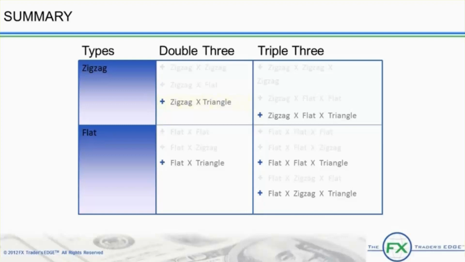A zigzag double three can start with a zigzag and end with a triangle. A flat double three can start with a flat and end with a triangle. A zigzag triple three can have a zigzag, flat, triangle combination. A flat triple three can form a flat, flat, triangle or a flat, zigzag, triangle.